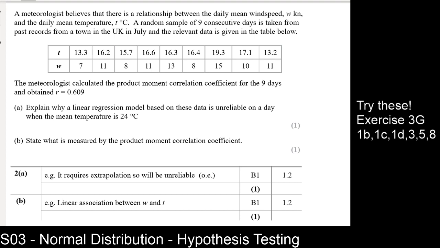And then for part B, state what is measured by the product moment correlation coefficient. And this is just that there is linear association between W and T. There are other relationships, such as exponential, but for this particular question, we are looking at the linear association. So if you plot this on a graph, you would see a straight line.